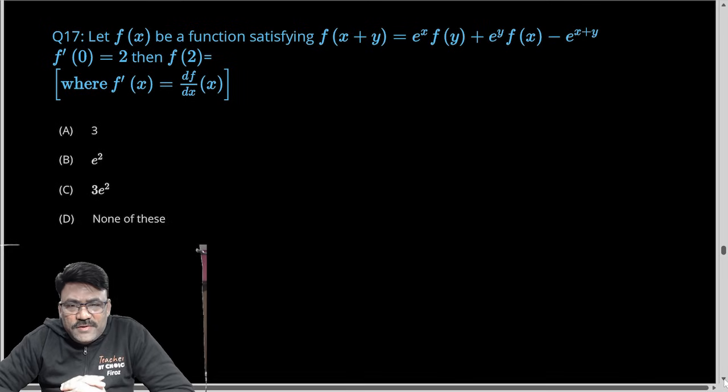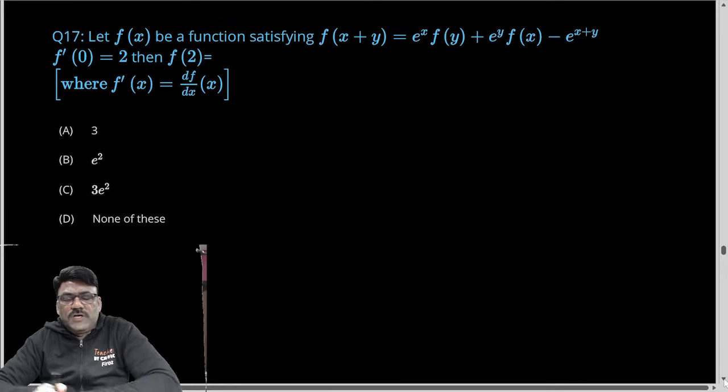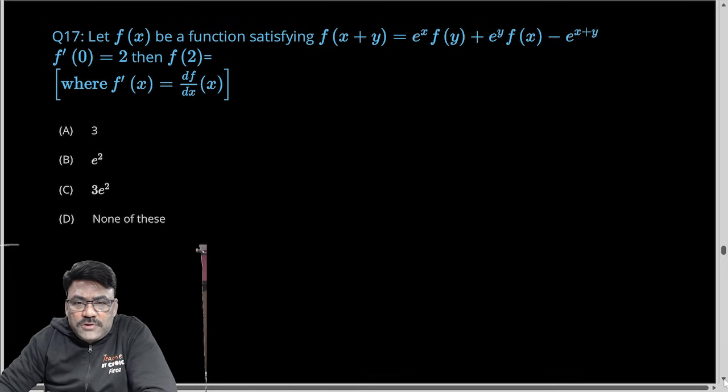Okay, let's see this question. This is from a functional equation given to you. f dash 0 is 2. f(2) you have to find. So you are given a functional equation. f dash 0 is given. f(2) you have to find. So what I will do in this type of question is simply differentiate it with respect to y partially. Partially means you are differentiating with respect to y, treating x as a constant.